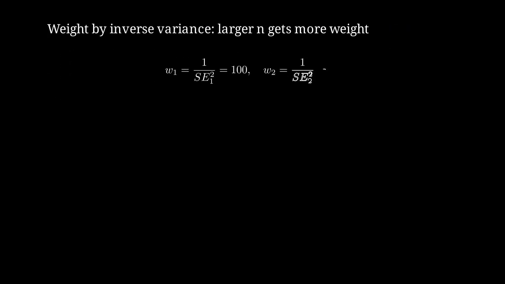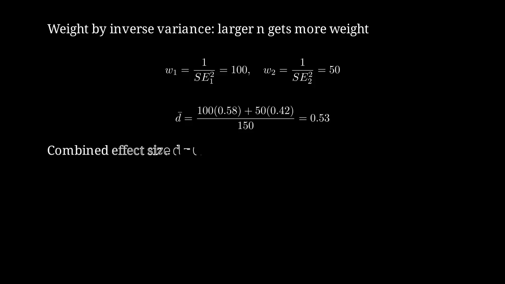Let's say study 1 has weight 100 and study 2 has weight 50 based on their sample sizes. The weighted mean is 100 times 0.58 plus 50 times 0.42, all divided by 150. That gives us 0.53. The combined effect size is 0.53, with a much narrower confidence interval than either individual study.